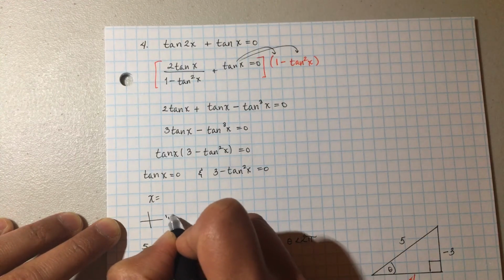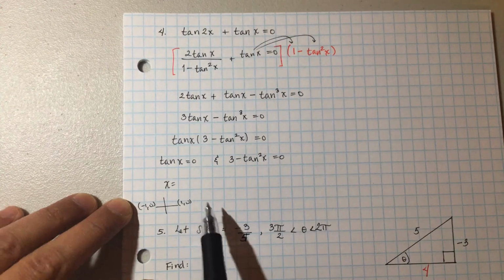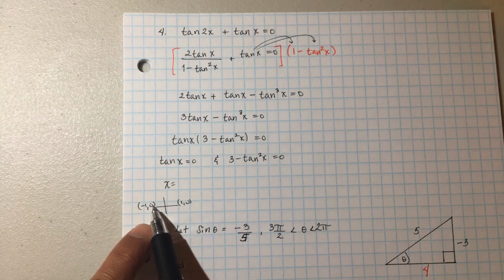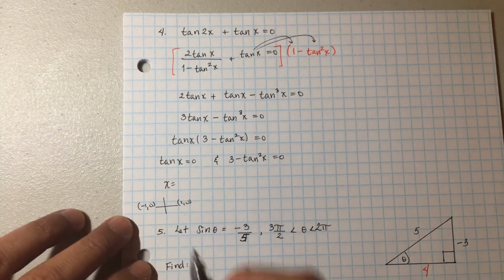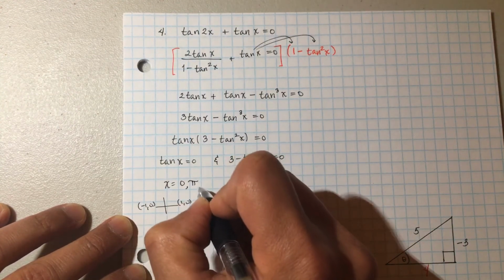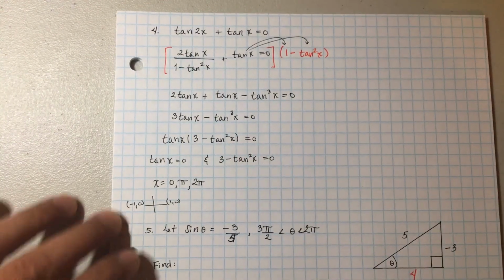Okay, so this is 1 comma 0, and this is negative 1 comma 0. Remember, it's sine over cosine, so 0 divided by 1 is 0. 0 divided by negative 1 is 0. So that happens at 0, and then at pi, and you can put 2 pi as well. Okay, guys? So that one's done.